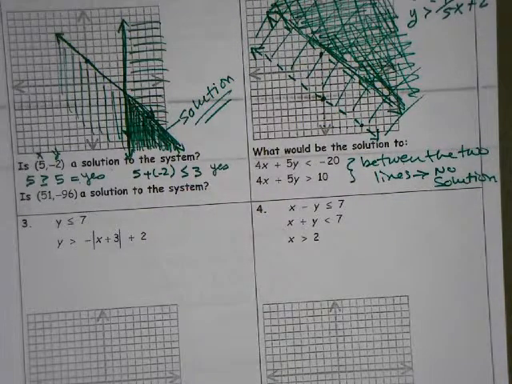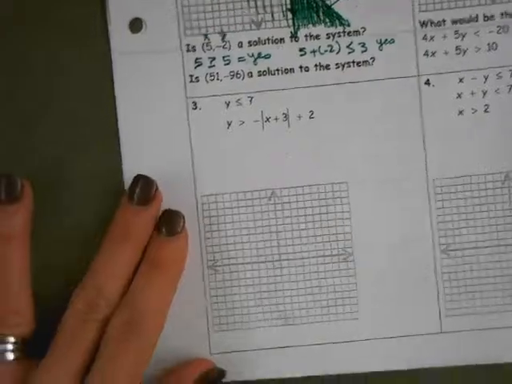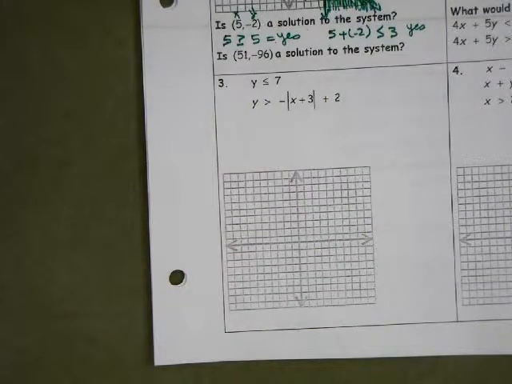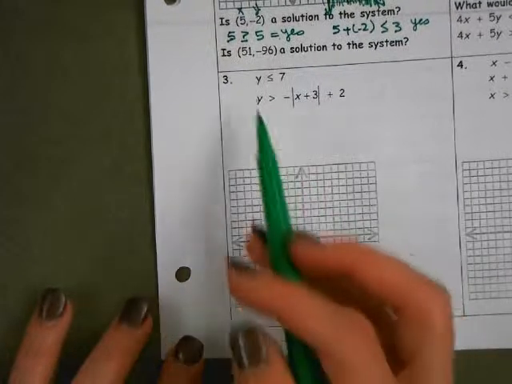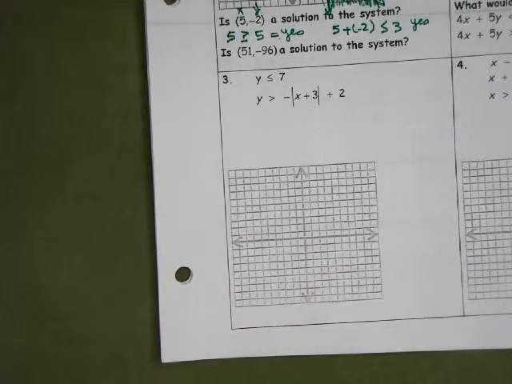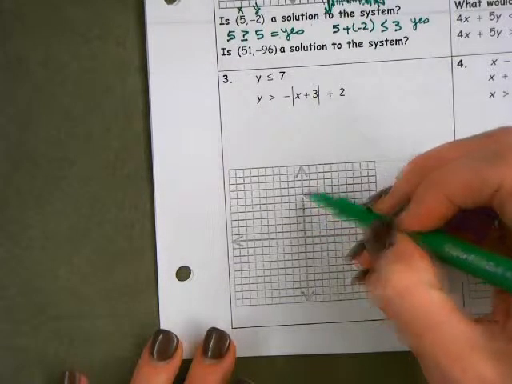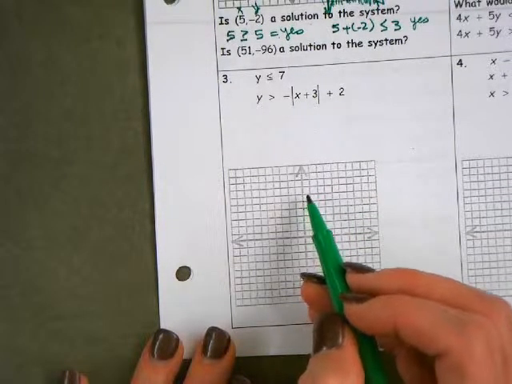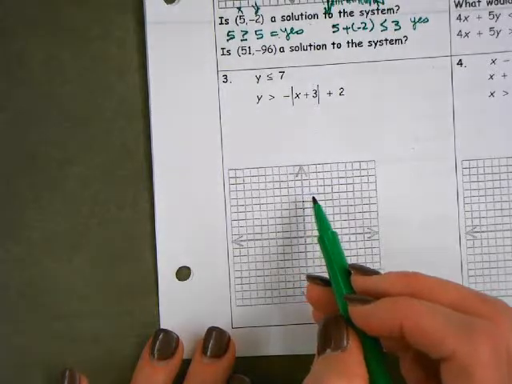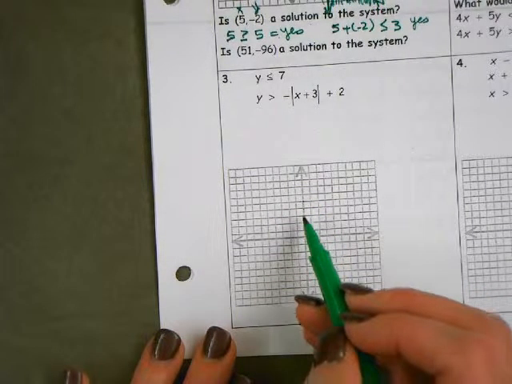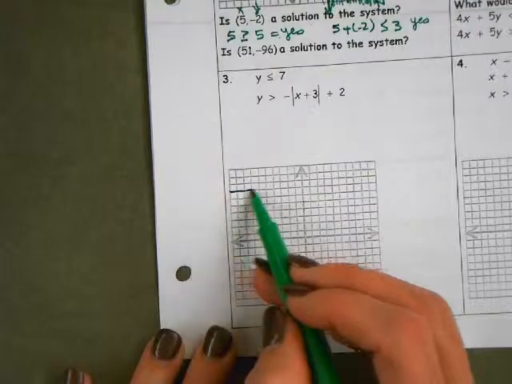Okay? Alright. Now the next one I want to look at is 3. Alright, so let's graph 3 together. Y is less than or equal to 7. So we go to where y is 7. And then, is it a solid line or a dotted line? It is solid, so go ahead and do it. All the way across.